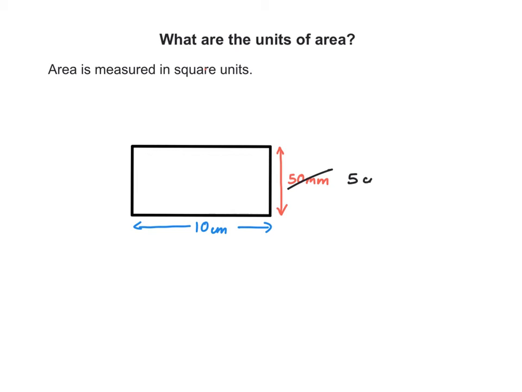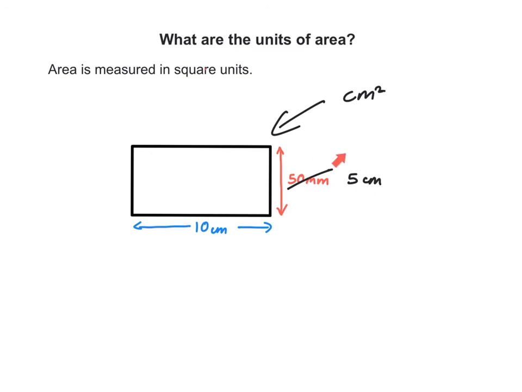50 millimeters is 5 centimeters because we divide by 10, because 1 centimeter is 10 millimeters. Therefore, 50 millimeters will be 5 centimeters. And so now the units of area of this shape will be in centimeters squared.